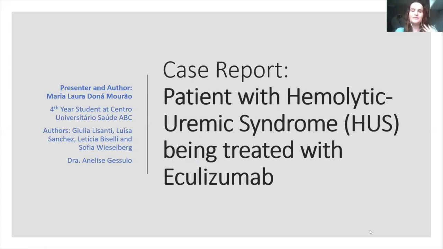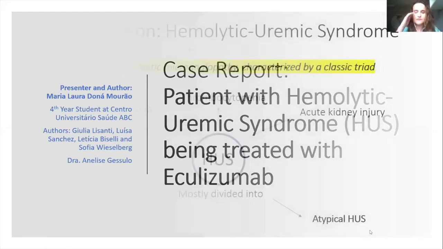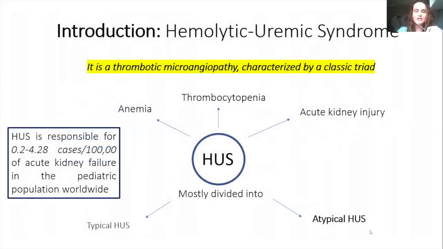Well, I'm here to present a case report of a patient with Hemolytic-Uremic Syndrome that's being treated with Eculizumab. The introduction. What is Hemolytic-Uremic Syndrome? It is a thrombotic microangiopathy characterized by a classic triad. So we have anemia, thrombocytopenia, acute kidney injury.